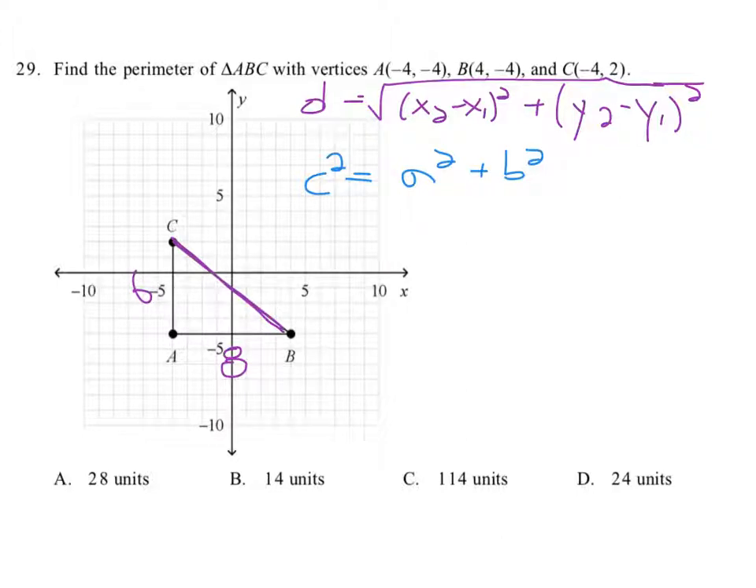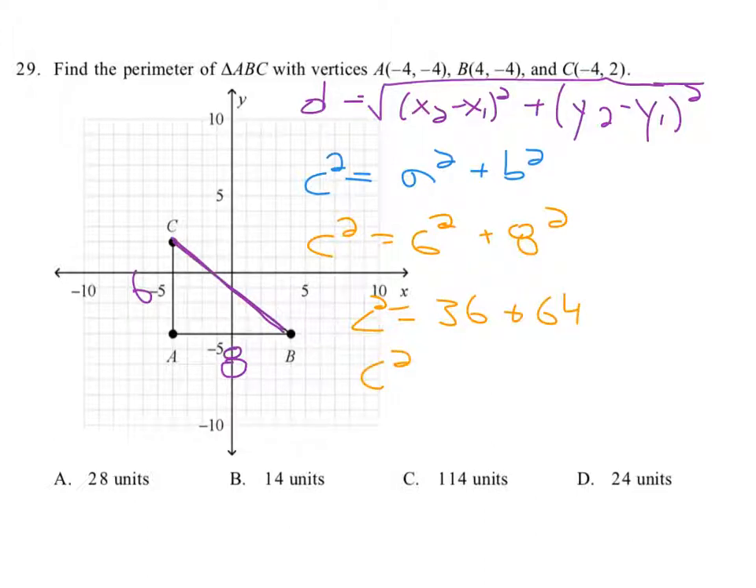Okay, so we would say, we know that c squared will be a squared, let's say 6 squared, doesn't matter where the legs are, one is one, one is the other, plus 8 squared. So you get c squared is equal to 36 plus 64, or c squared is equal to, those two added together, 100. And so if you square root both sides, you would get c is equal to 10. We know that that length right there then is 10.